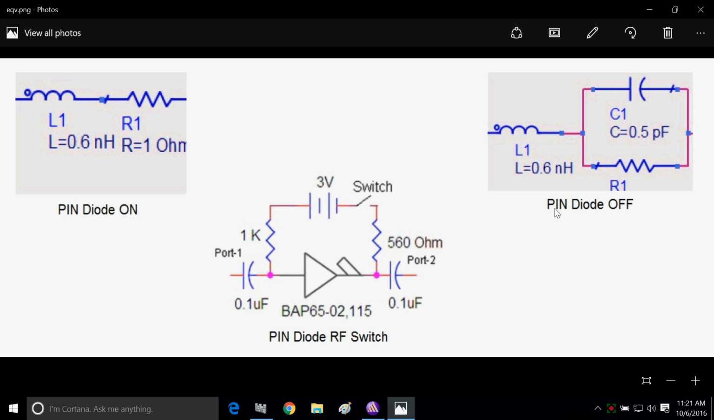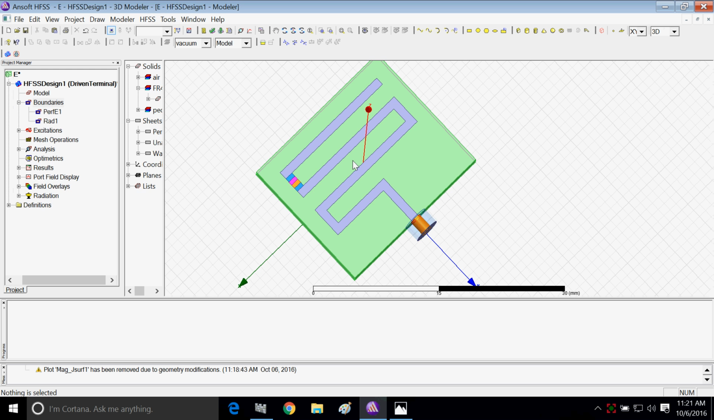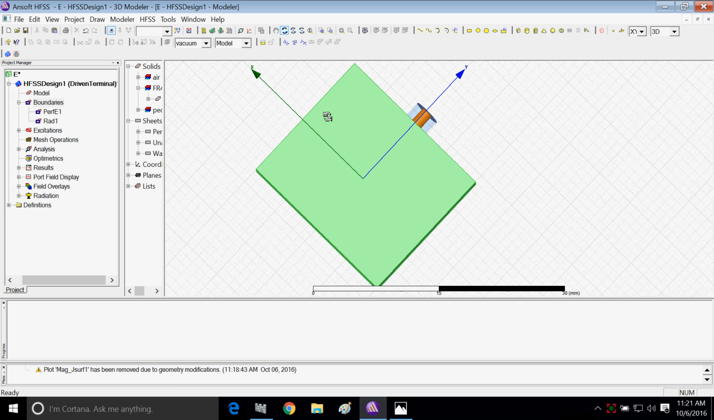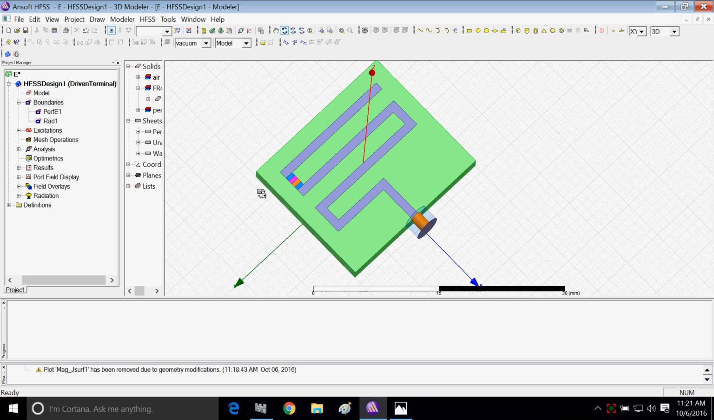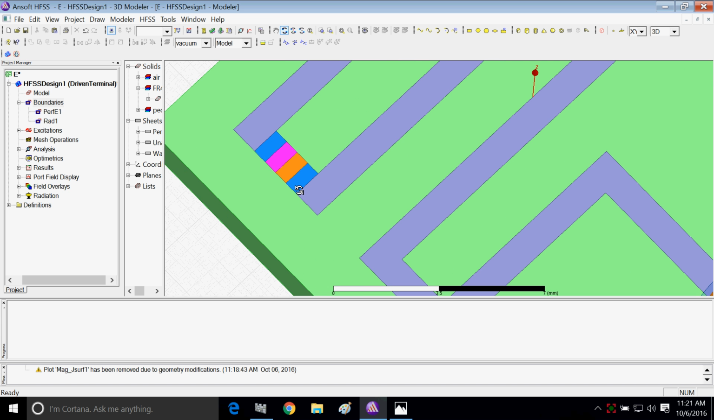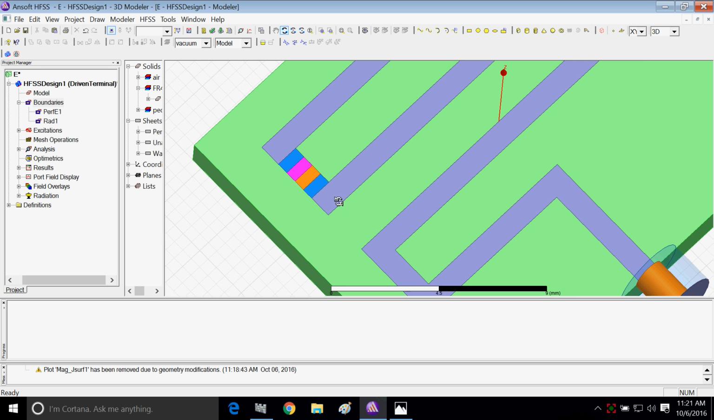Now we will go for the modeling of the PIN diode RF switch in HFSS. Here I have designed a meander line based microstrip antenna. It's a monopole antenna, there is no ground. I have placed a PIN diode RF switch over here. Simply by modeling we can turn it off and on, and we will see the impact on the operating frequency of this particular antenna.